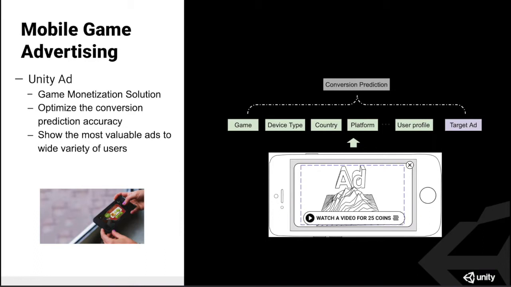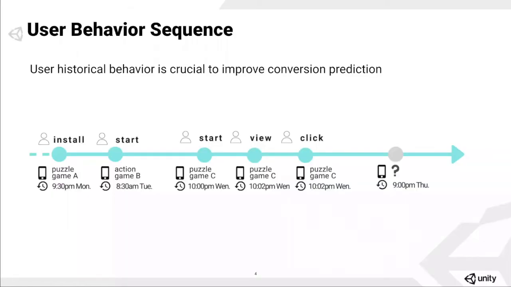Here on the right side, it shows the information we can collect in the Unity advertising system, for example, the target ads and other context information like game, device, and geolocation, user profile, and so on. Lots of information can be used as features to train the conversion prediction model. Besides the features about target ads and context, we also want to consider users' historical behavior.